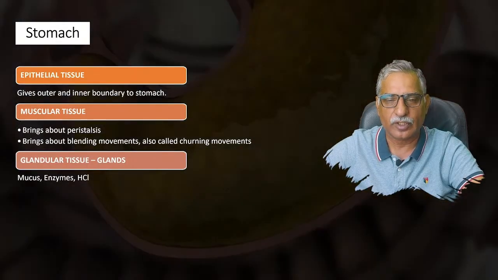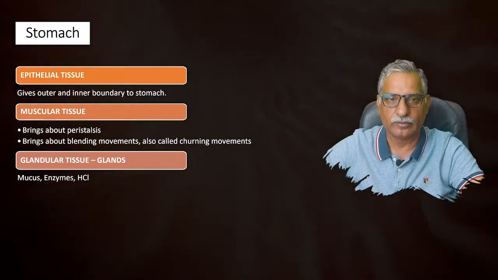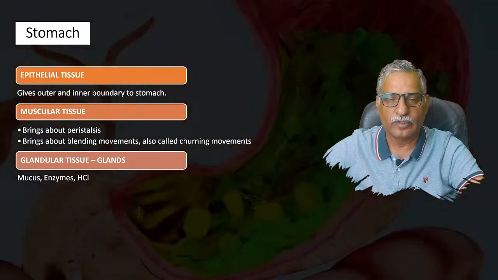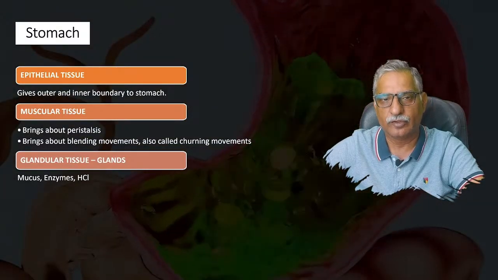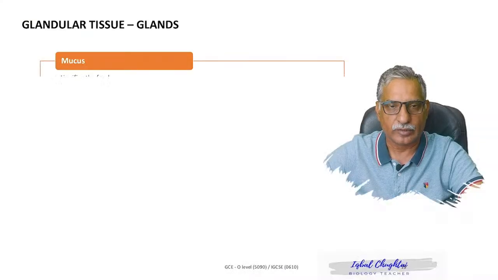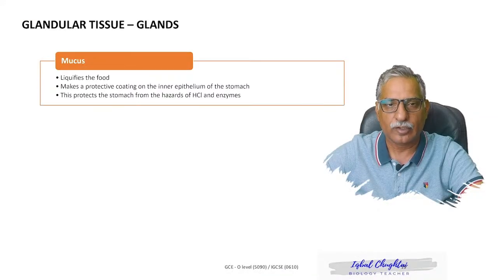This gastric juice contains a number of components. For example, the first primary component of the gastric juice is mucus. Mucus liquefies the food further when it gets mixed with the bolus, and at the same time this mucus also makes a protective coating over the inner epithelium in order to prevent it from the effect of acids and from the effect of protein digesting enzymes.